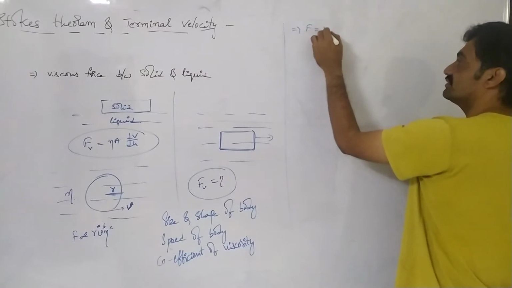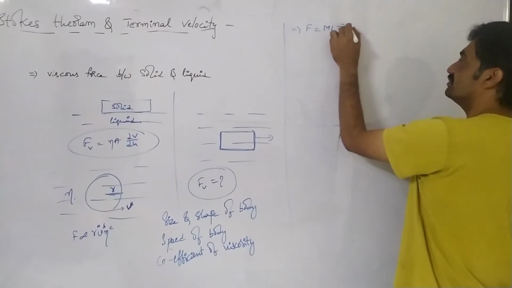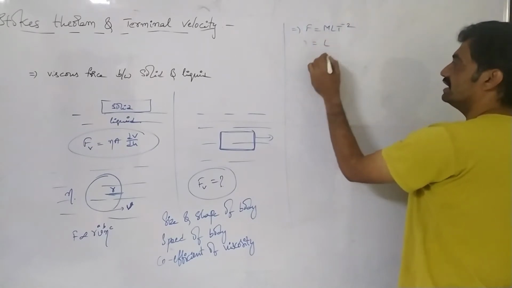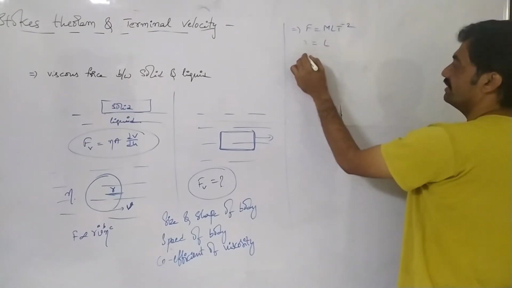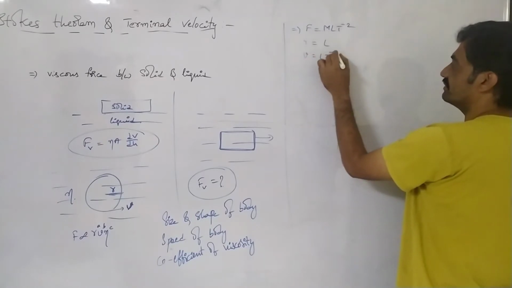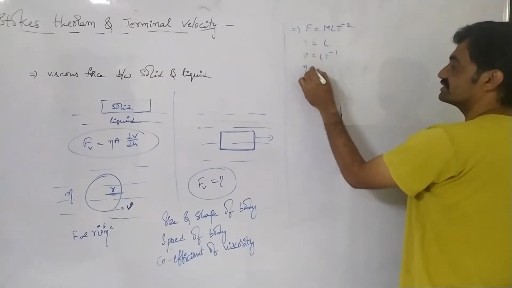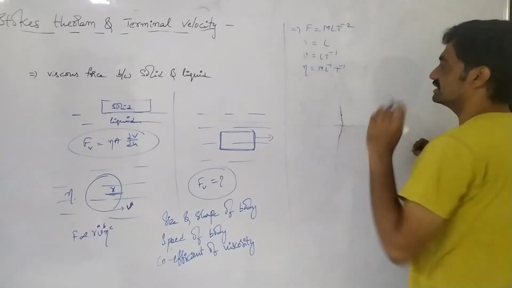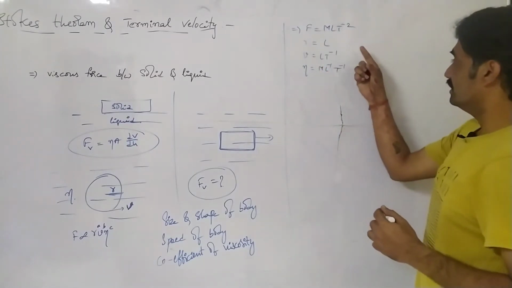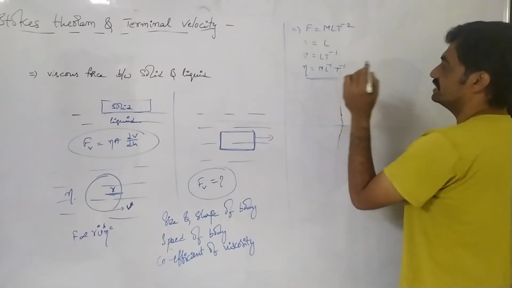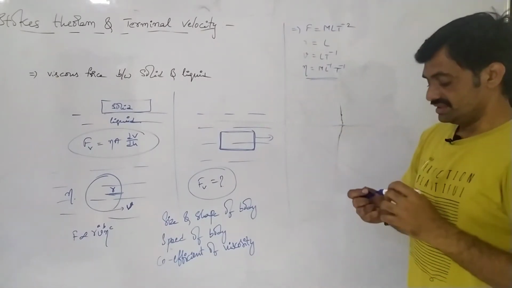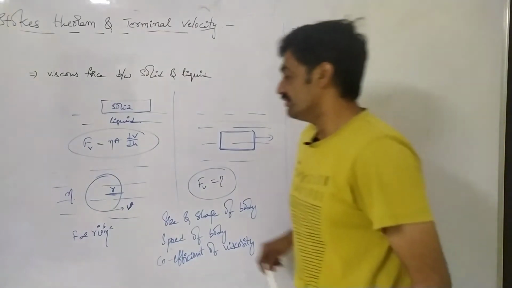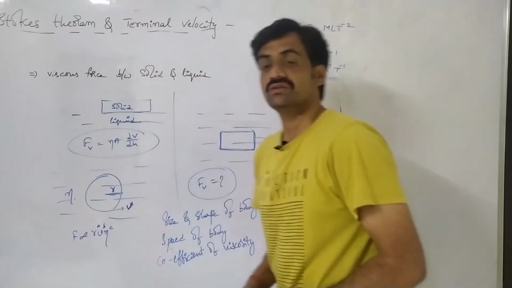We know that the dimension of force is M L T to the power of minus 2, radius is L, velocity is L T to the power of minus 1, and coefficient of viscosity is M L to the power of minus 1 T to the power of minus 1. Now, remember, this dimension of the coefficient of viscosity is very important. Based on this, we are going to find the relation between force and these three quantities.